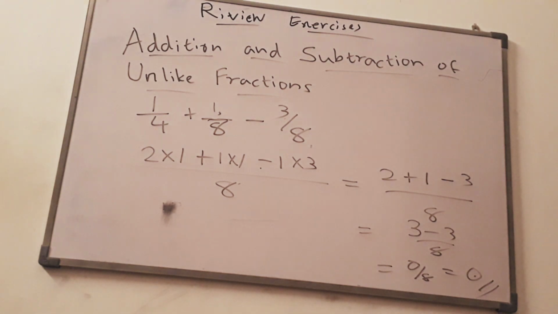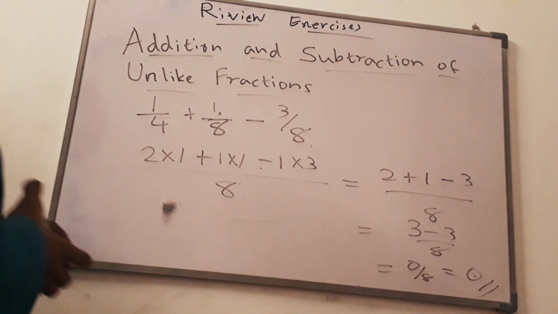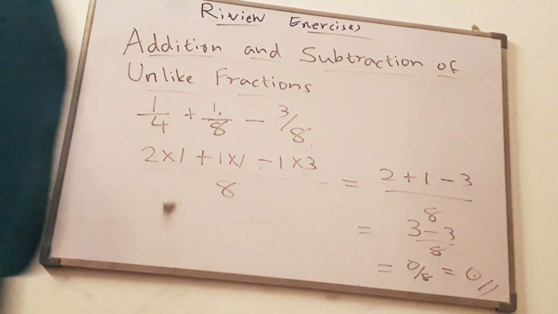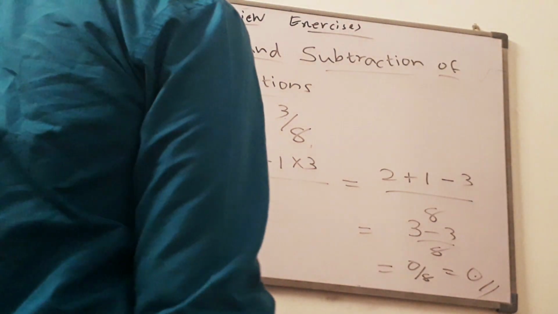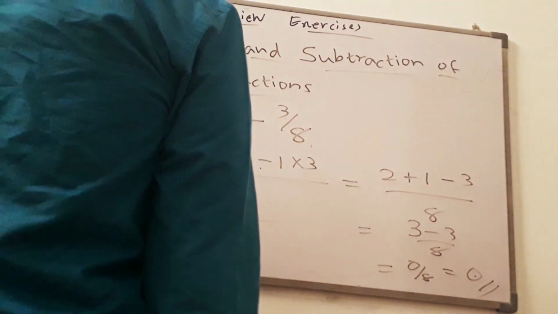Okay, 0 divided by whatever number, the answer is 0. Keep it in mind. 0 divided by whatever the number, the answer is 0. Keep it in mind, because the final answer is 0.